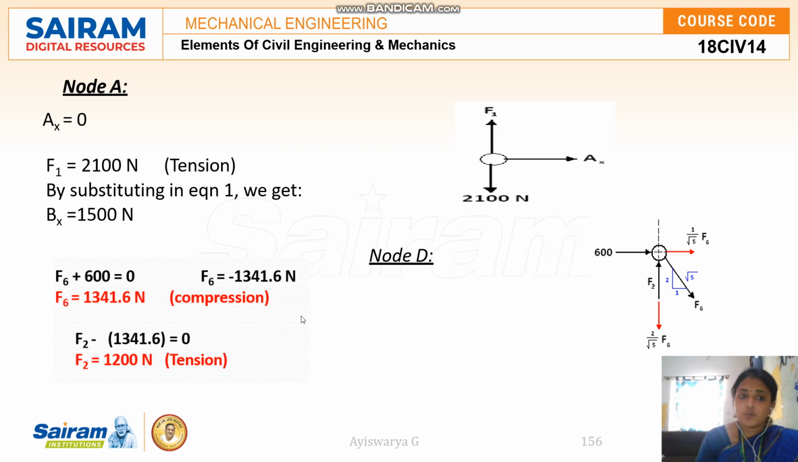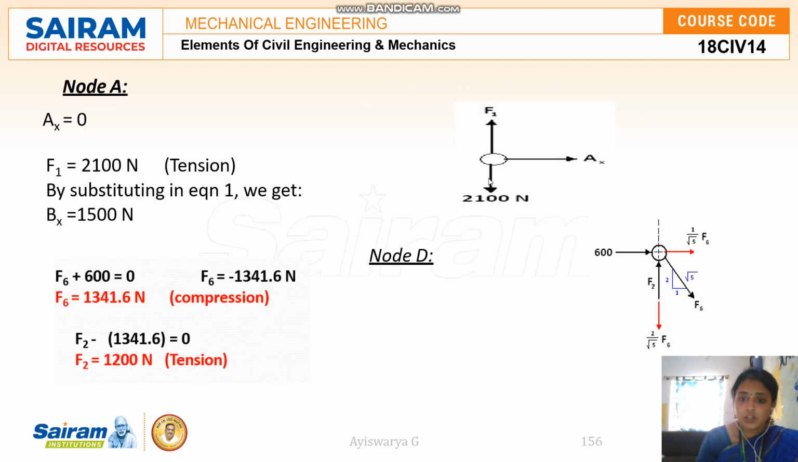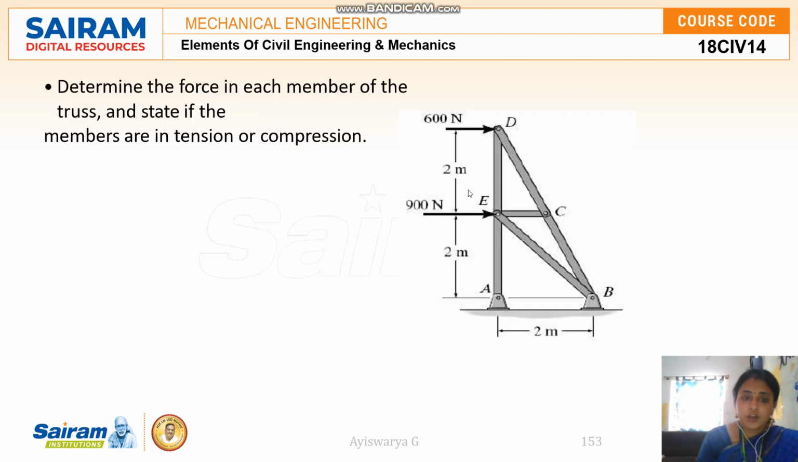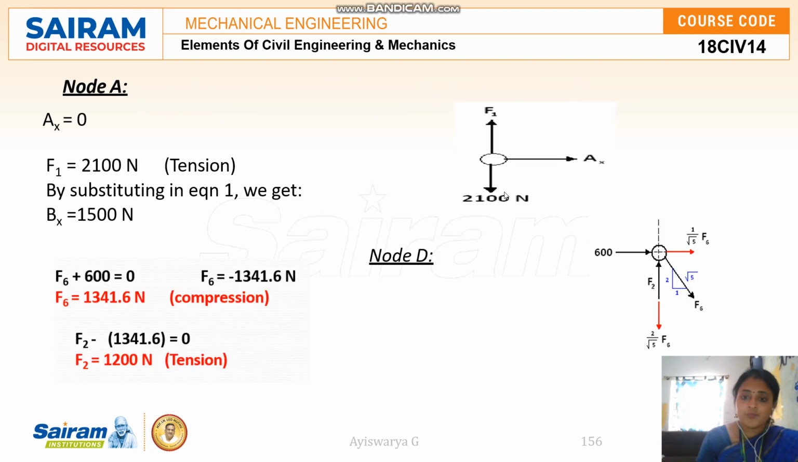Okay, so first we are going to select the A point. So in this A point, you can find 1, 2, 3 forces, right? See, three forces. Okay, AX and AY and then this F1. Okay, you're just naming F1, F2, F3, F6, F5, F4 like that. Okay, so like a zero force member, you need to identify. See, this is a zero force member.